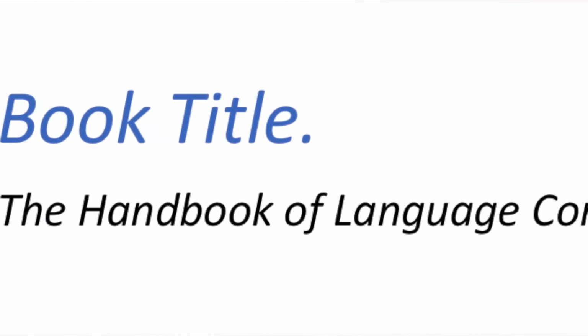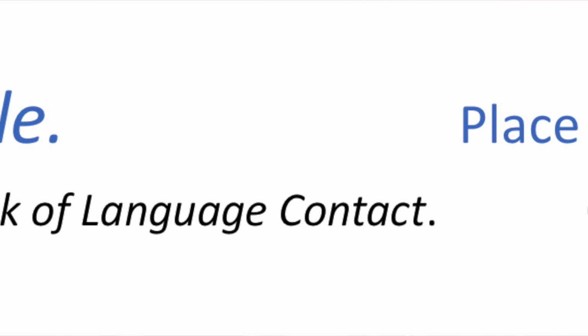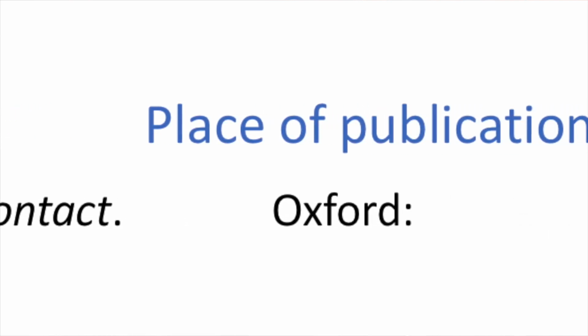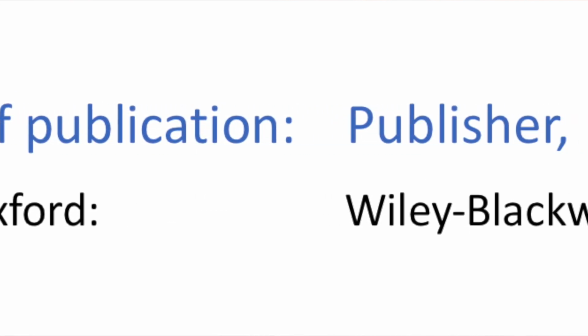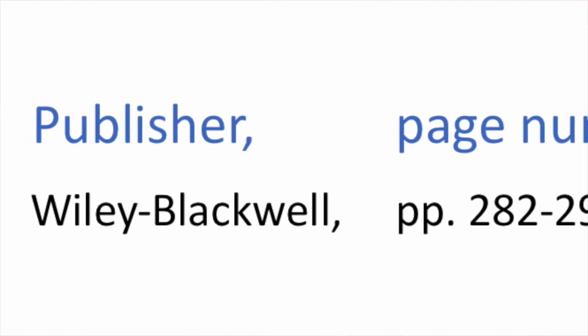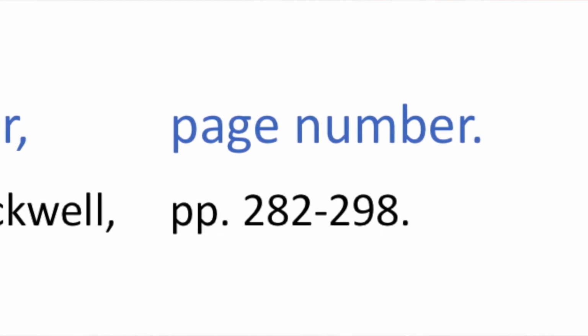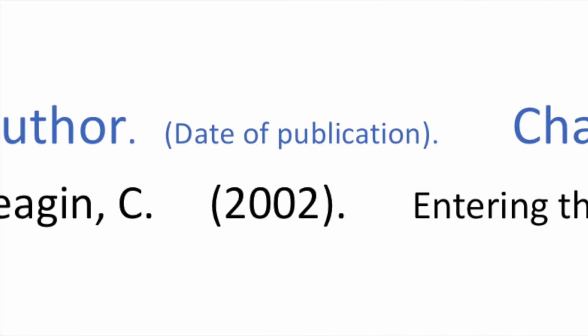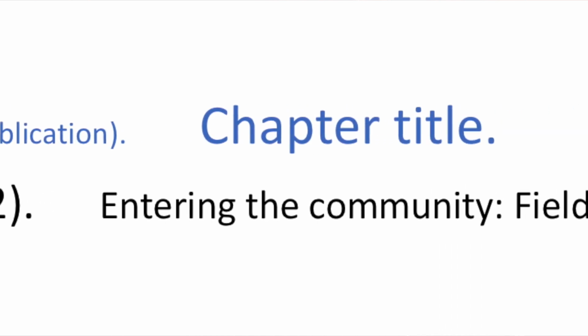So the title of the book is the Handbook of Language Contact. Then we have the place where it was published, Oxford, and the publisher itself, Wiley Blackwell, and the pages of this particular chapter. So we indicate this with double P. But let's take a look at another example. Here we have more than one editor. What happens here? For example, Fagyal C 2002, Entering the Community, Fieldwork is the chapter title.